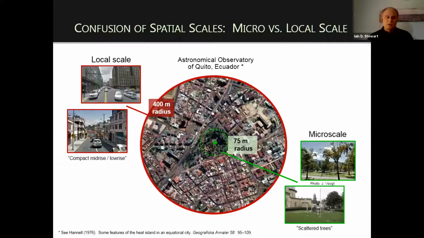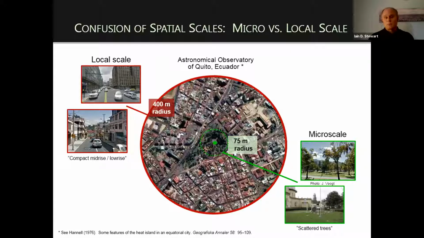Now back to the first one, the confusion of spatial scales, micro versus local. This is a very good example that I often use. This is the Astronomical Observatory in the center of Quito, Ecuador. It's one of the oldest climate observatories in Latin America. And you can see immediately the problem that we have here. At the micro scale, within a few meters of the climate instruments, the surroundings are very different from those in the local area around that instrument to a few hundred meters. And so this is a tricky problem if we're trying to classify this site.